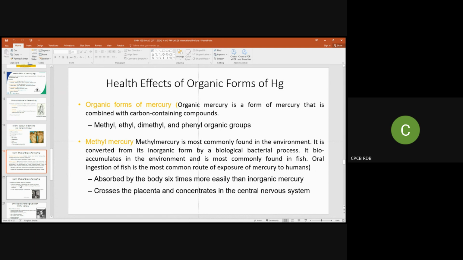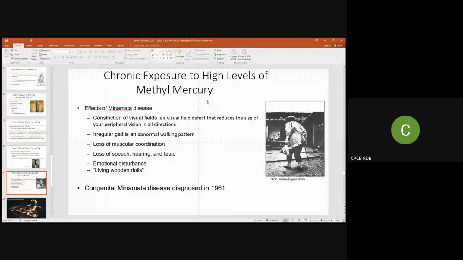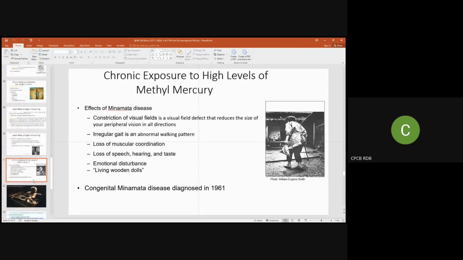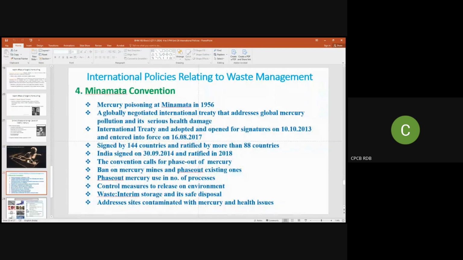Once mercury reaches humans, various problems occur. Because of the discharge of mercury, there was a problem at a place called Minamata in Japan, in the year 1961. Therefore, this is called Minamata disease. There was some problem with the discharge of the mercury that caused these problems.